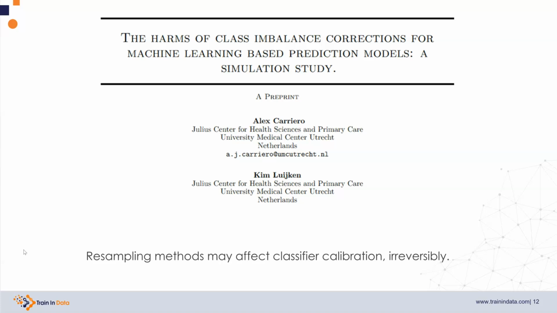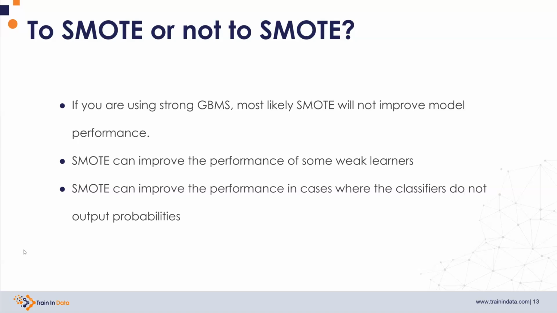So using algorithms that destroy the classifier calibration, even if they return a performant classifier, this classifier may not be useful because the stakeholders cannot really make sense of it. So, where does this leave us? Should we use SMOTE? Should we use resampling or not?